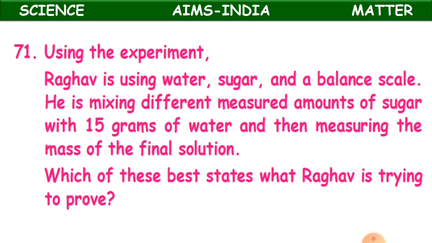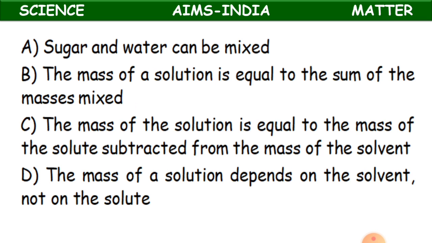71st question. In the experiment, Raghav is using water, sugar and a balance scale. He is mixing different measured amounts of sugar with 15 grams of water and then measuring the mass of the final solution. Which of these best states what Raghav is trying to prove? So what result does Raghav get, and what is he trying to tell us?